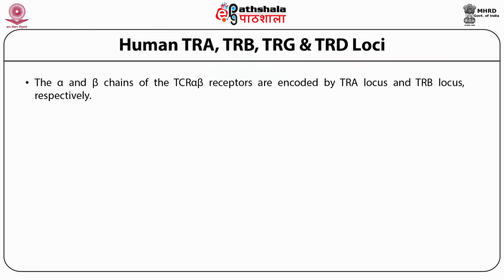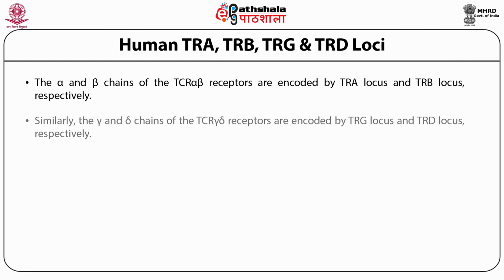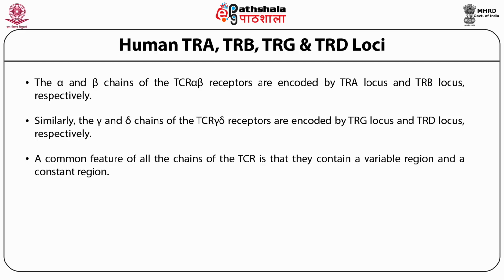The alpha and beta chains of the TCR alpha beta receptors are encoded by the TRA locus and TRB locus, respectively. Similarly, the gamma and delta chains of the TCR gamma delta receptors are encoded by the TRG locus and TRD locus, respectively. A common feature of all the chains of the TCR is that they contain a variable region and a constant region.